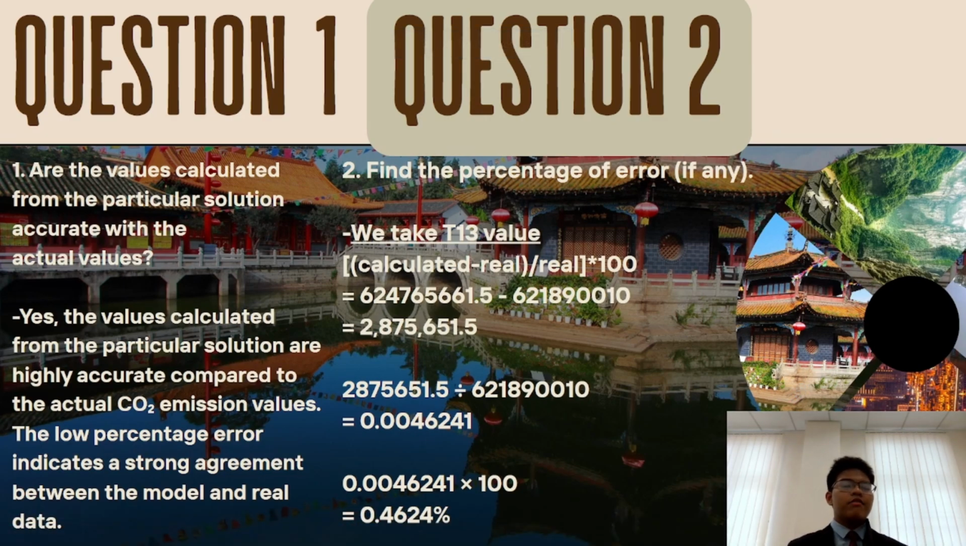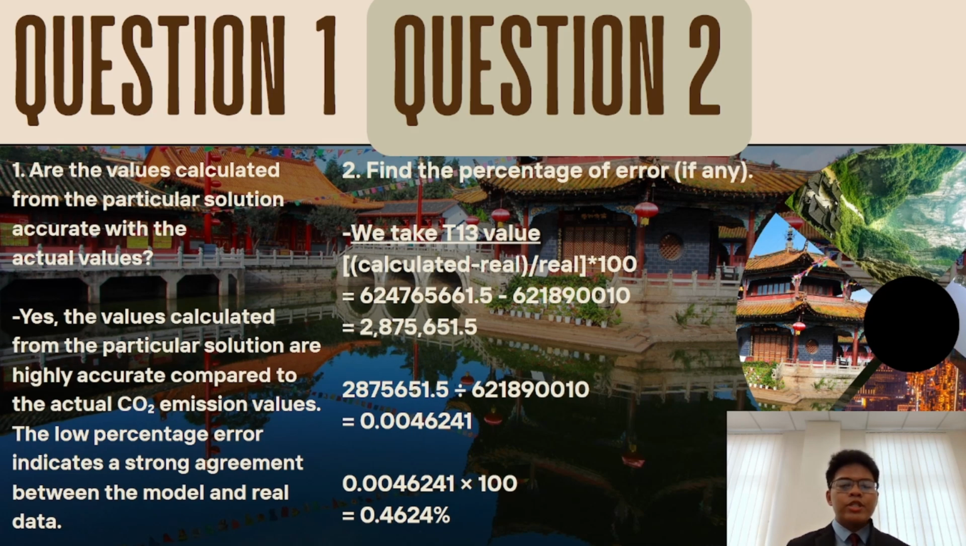So without further ado, let's start with our questions. Question 1: are the values calculated from the particular solution accurate compared with the actual values? And we get that the answer is yes. The answer is highly accurate, although not exactly the actual value. It is indeed quite close. This is because the percentage error that we calculated is very small.